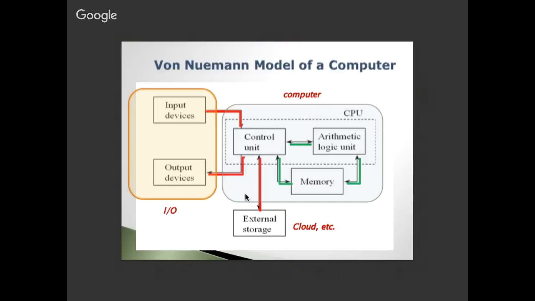So here's an example of a von Neumann model of computer. You've got your input devices and your output devices. Your control unit in the computer, your CPU, which is your arithmetic logic unit, and the memory, all within the computer. External storage could be your cloud. It could be a USB drive. Most likely today, though, it's cloud storage.